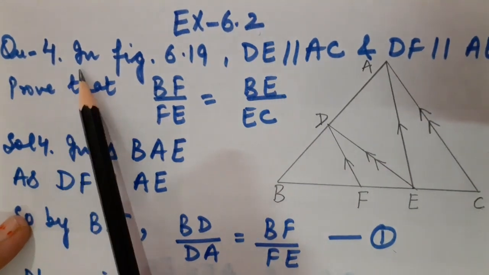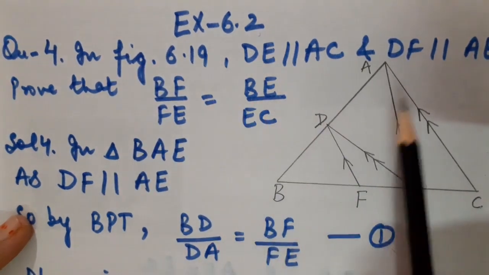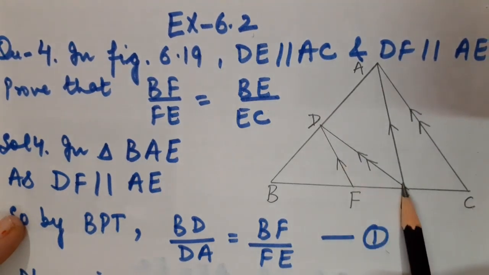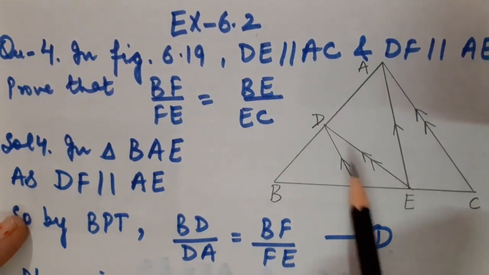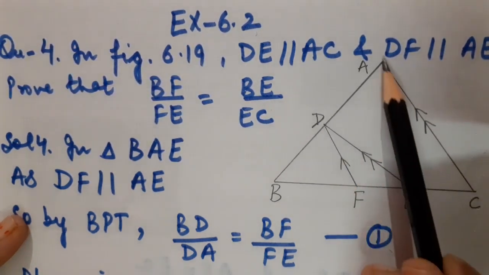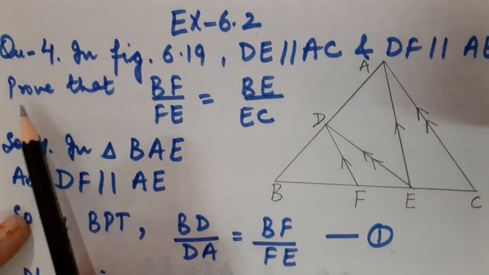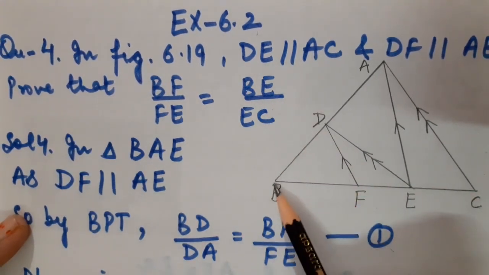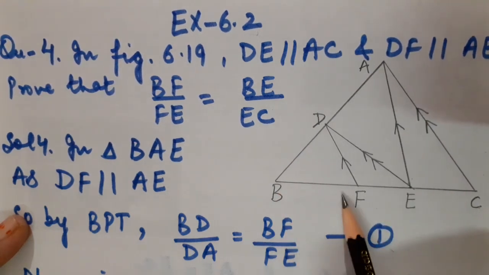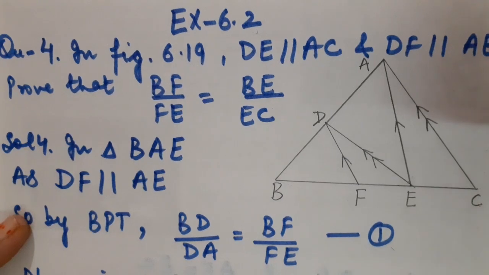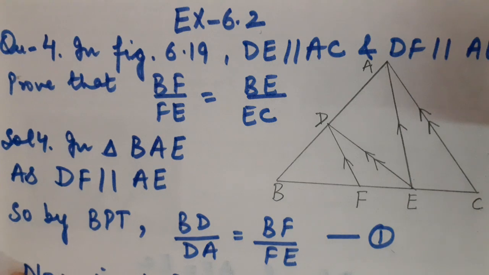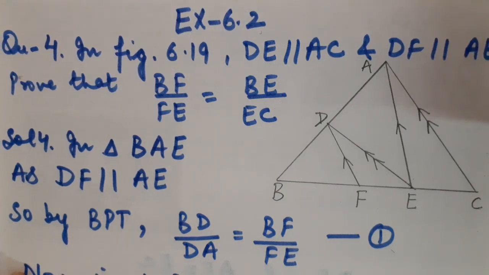Okay, children. So in figure 6.19, this is figure 6.19, DE, this is DE, you can see in the diagram for better clarity of the concept. DE is parallel to AC and DF is parallel to AE. What we have to prove? We have to prove that BF upon FE is equal to BE upon EC. Got it, children? Now children, in these questions, what is to be proved will help you choose the appropriate triangle.